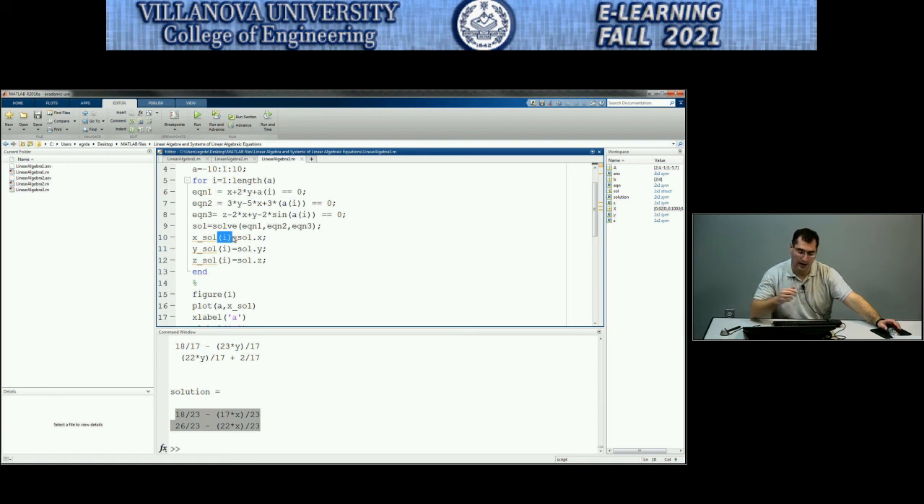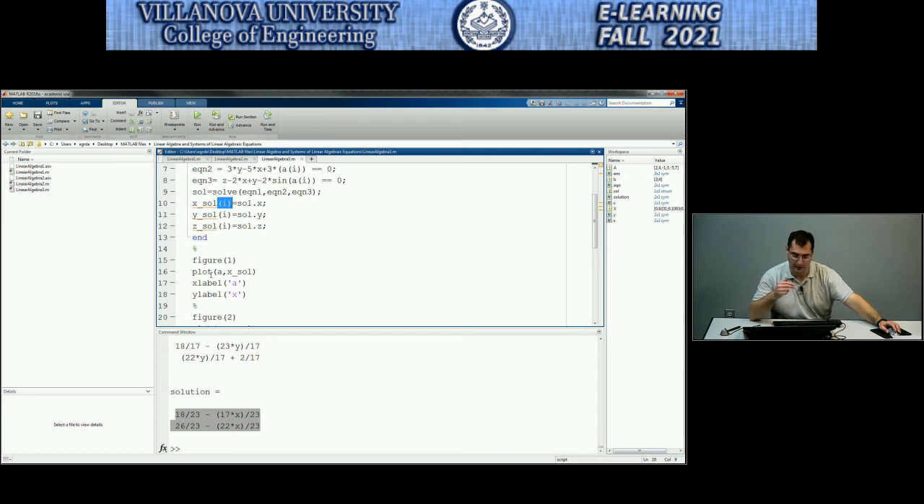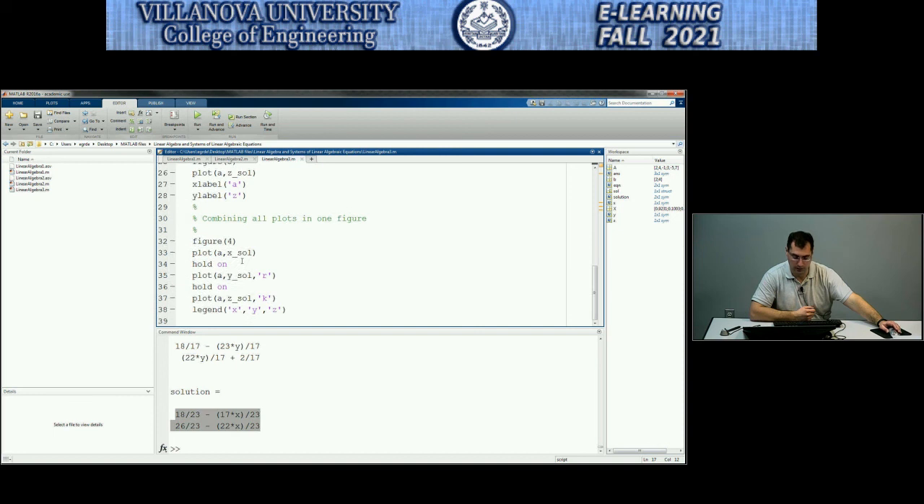Then you're building that vector, and when you come out of the for loop, you're going to have the array of the values for a and the array of the values for x, which is the solution. Same thing with y, same thing with z. You can plot them separately on different figures, like this. Or you can plot them combined all together. For that, you need to use the hold on command. So either way you want.